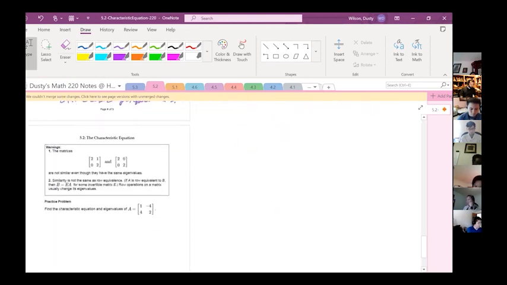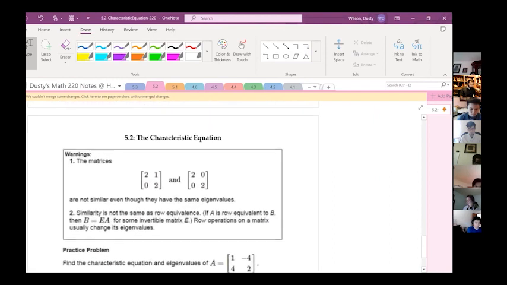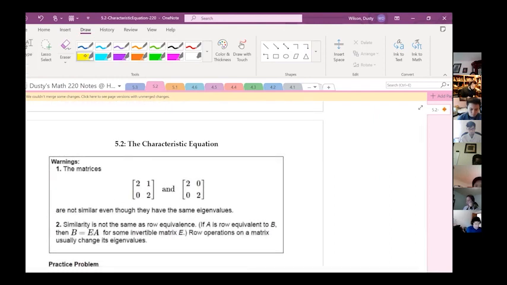Last little thing here is a warning. So let's start with something pretty easy. What are the eigenvalues of this first matrix? And I'll give you a hint. It's a triangular matrix, so the eigenvalues are just 2, right? And what are the eigenvalues of this other triangular, diagonal matrix? Still 2, right? So these matrices have the same eigenvalues, but they are not similar.